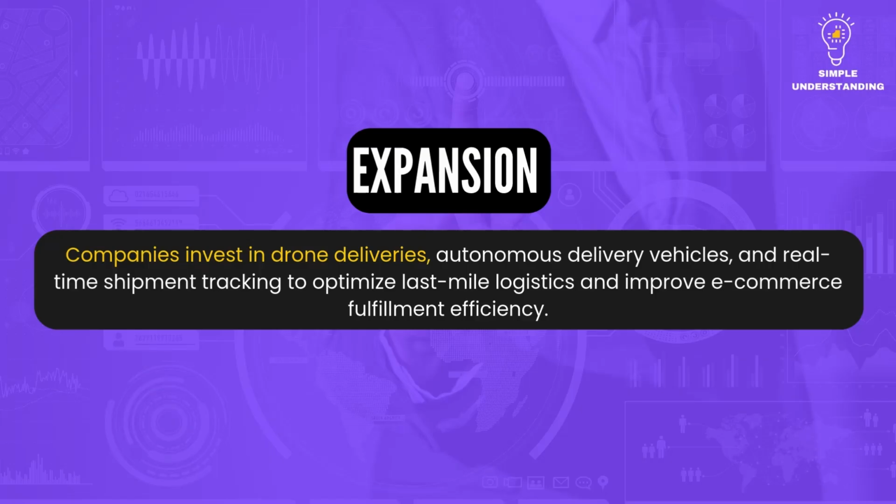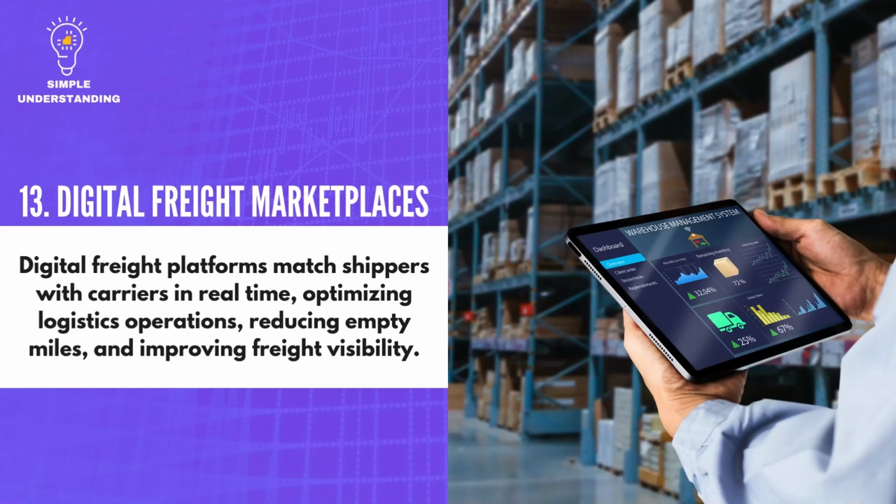Expansion. Companies invest in drone deliveries, autonomous delivery vehicles, and real-time shipment tracking to optimize last-mile logistics and improve e-commerce fulfillment efficiency. 13. Digital freight marketplaces. Explanation. Digital freight platforms match shippers with carriers in real time, optimizing logistics operations, reducing empty miles, and improving freight visibility.